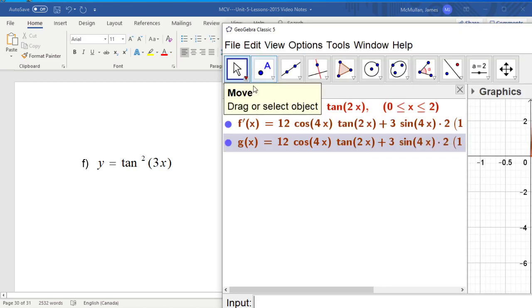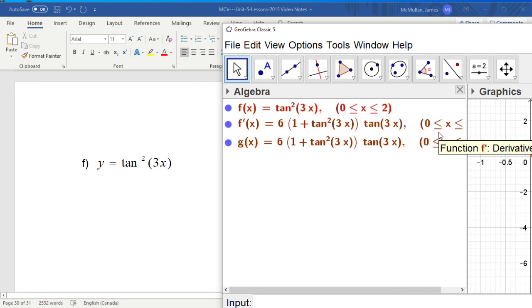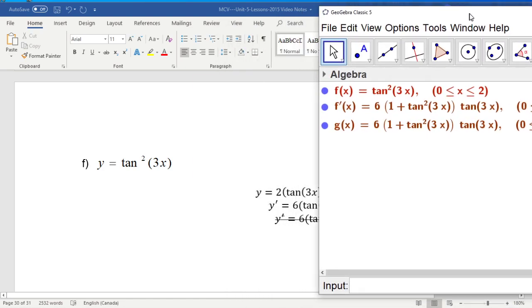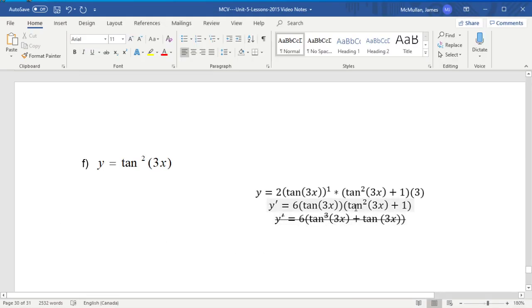Let's try this one so I know I'm telling you the right stuff here. So tan squared of 3x, excuse me. So you get 6 bracket 1 plus tan squared 3x, and then tan 3x. Yeah, okay, good. So we have everything there.